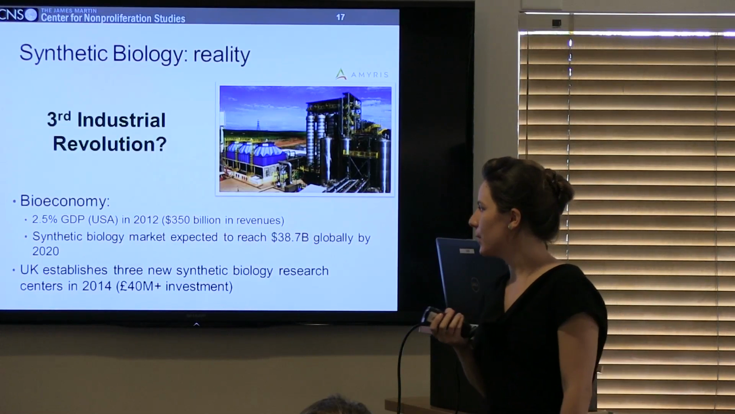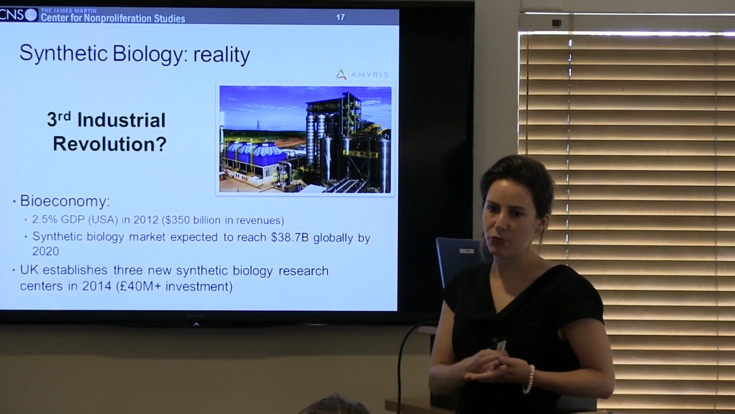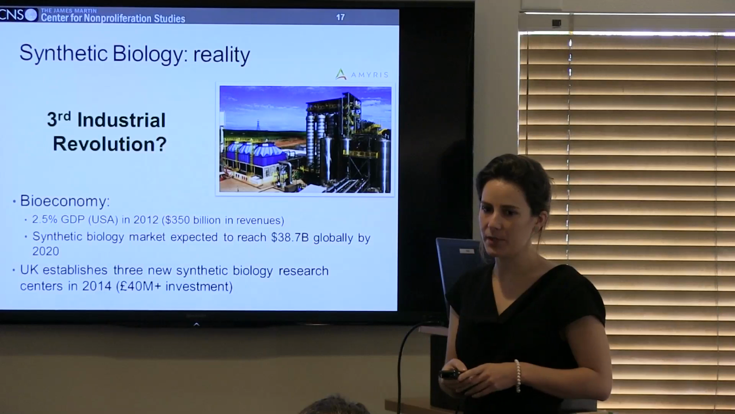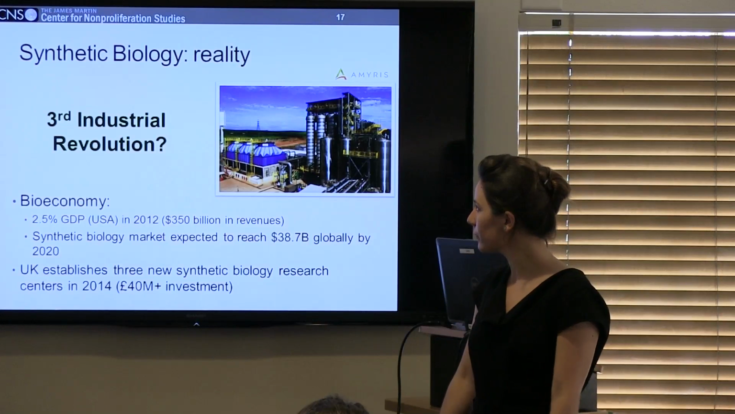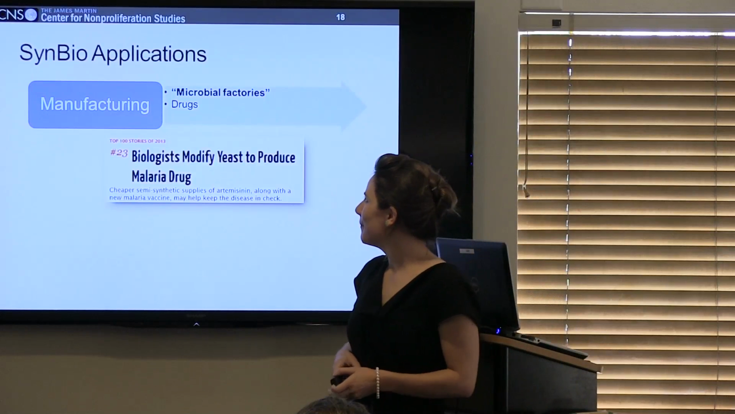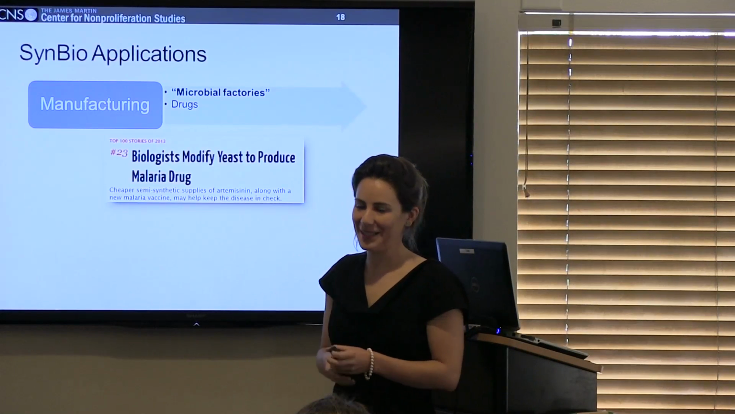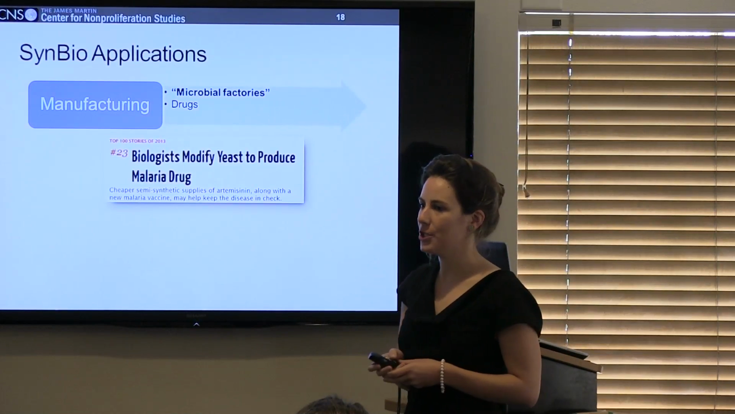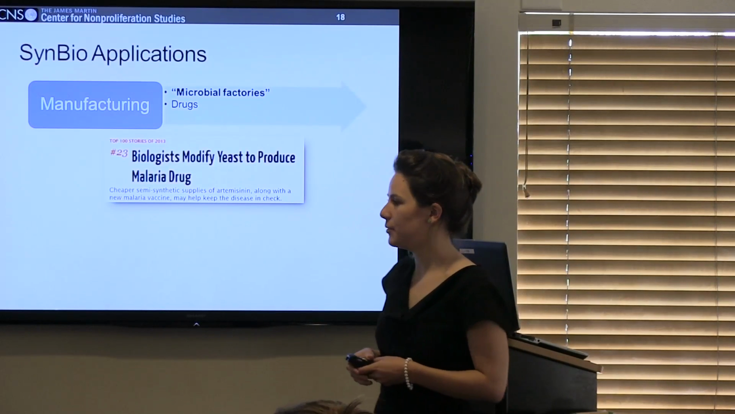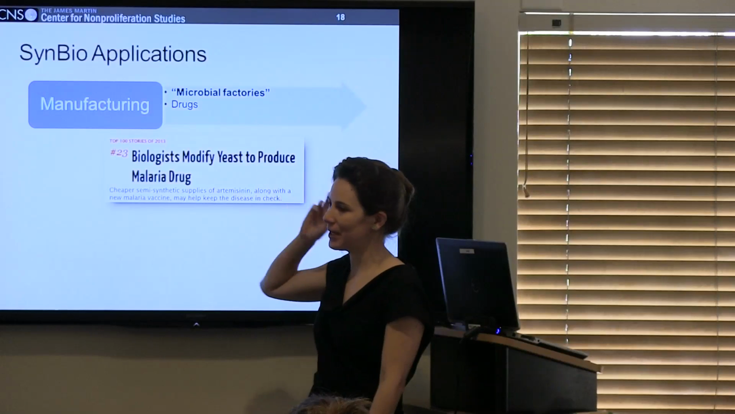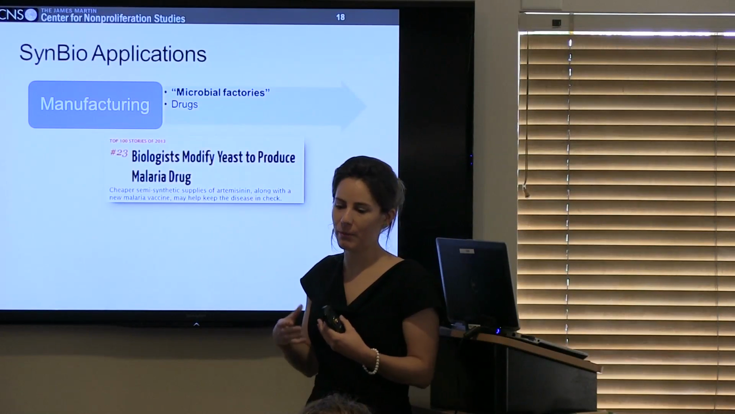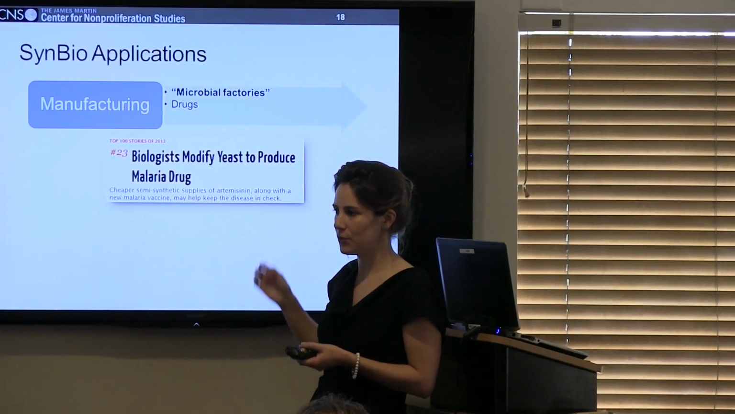And the research keeps going. The UK has just established 3 new synthetic biology centers and is also investing heavily in synthetic biology startups. So all that is to do microbial factories, basically. We can engineer these biological systems to produce useful components, especially drugs. So one of the success stories, and actually today they shipped the first malaria drugs to Africa that were produced by yeast.